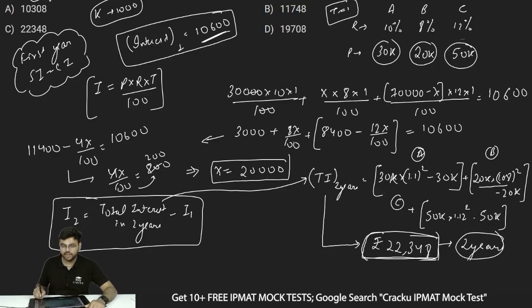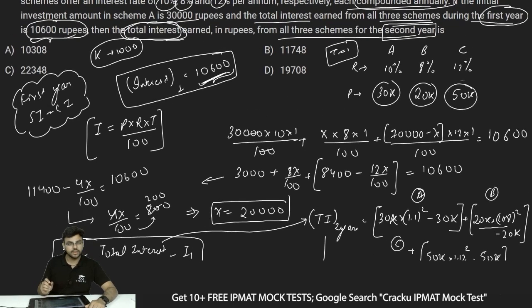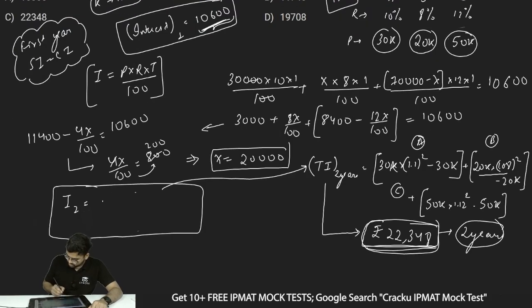We have to find out the interest earned in the second year, and we are given the interest earned in the first year. Interest earned in the first year is 10,600. So what we'll do, interest in the second year will be total interest in 2 years minus interest in the first year. So total interest in 2 years is 22,348 and interest in the first year is 10,600. This is equal to 11,748 rupees.